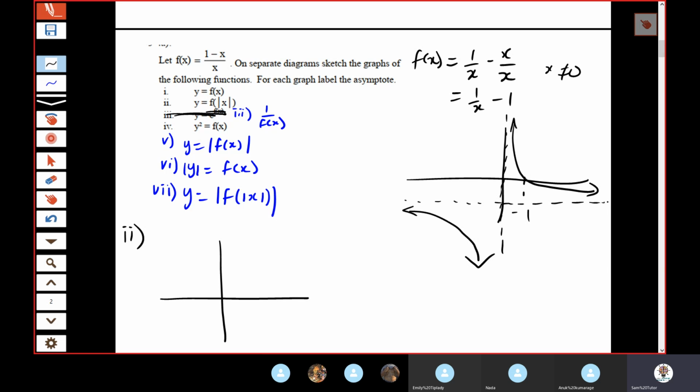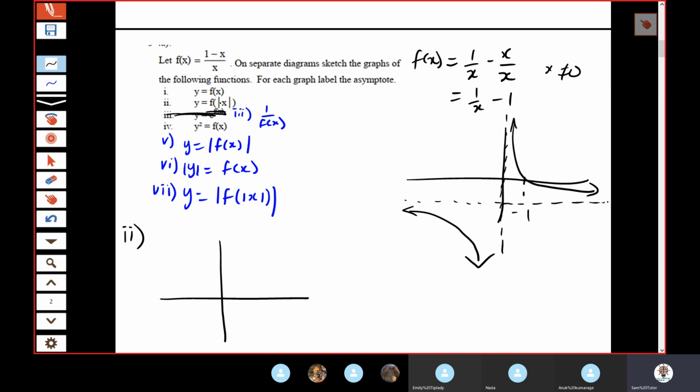Part (ii): y equals f of absolute value of x. How is that different to the previous one? What's the first thing that you realize is different? Let's get that clear. It's the absolute value of just x's. Yeah, cool. So in the previous one the y values were reflected up. In this one the x values must always remain positive.